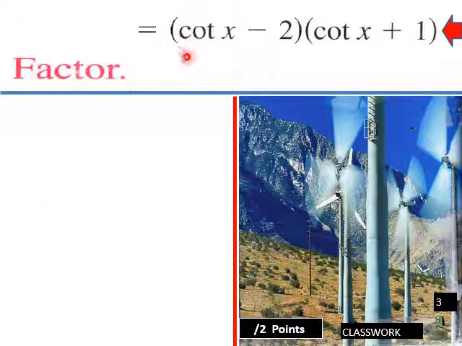Now we can factor this expression, and we get cotan x minus 2 times the quantity cotan x plus 1. So we will get that when we factor it down.